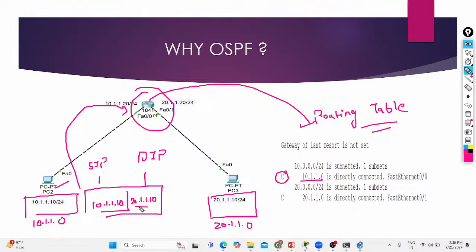Now it will check for the destination IP. Is it present in the routing table? Yes, that is also present. But where is it present? It is present on FastEthernet 0/1. So it will forward this packet onto F0/1 and take this packet to the destination. This is my source and this is my destination.